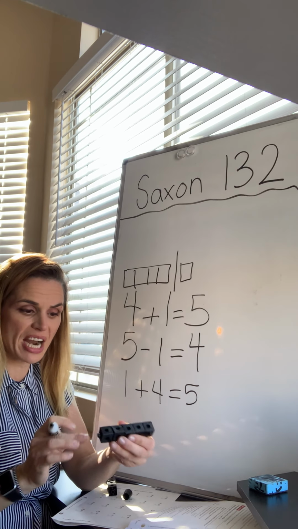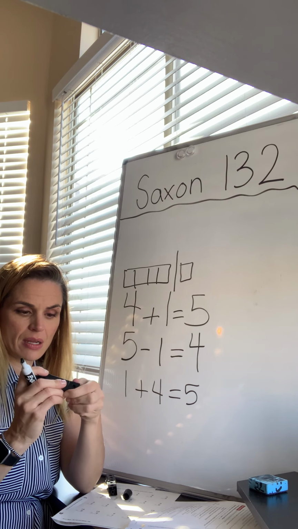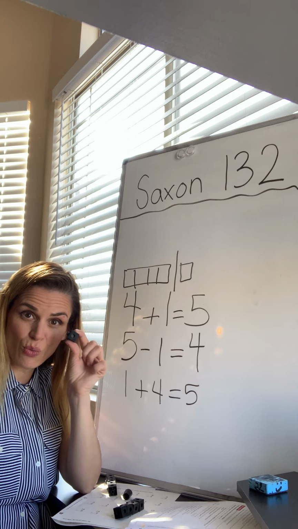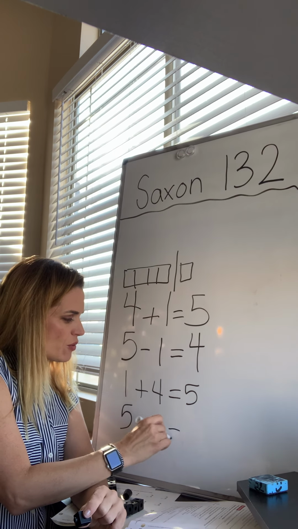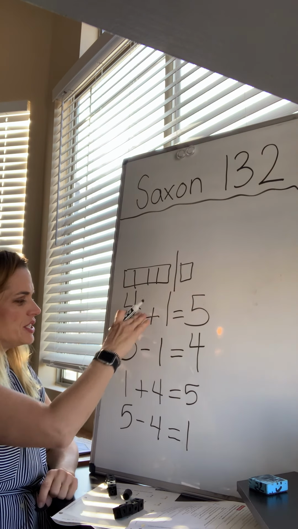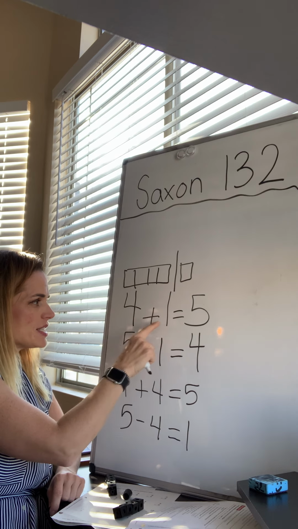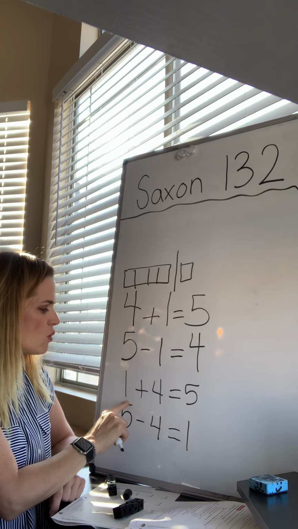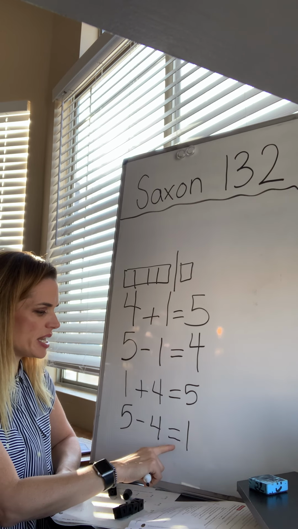We're missing a subtraction problem, so there's going to be something in here. Take those 5 cubes, take away 4 of the cubes. How many is left? 1. So there's different ways to use these numbers, isn't there? 4 plus 1 equals 5. 5 minus 1 equals 4. 1 plus 4 equals 5. And 5 minus 4 equals 1.